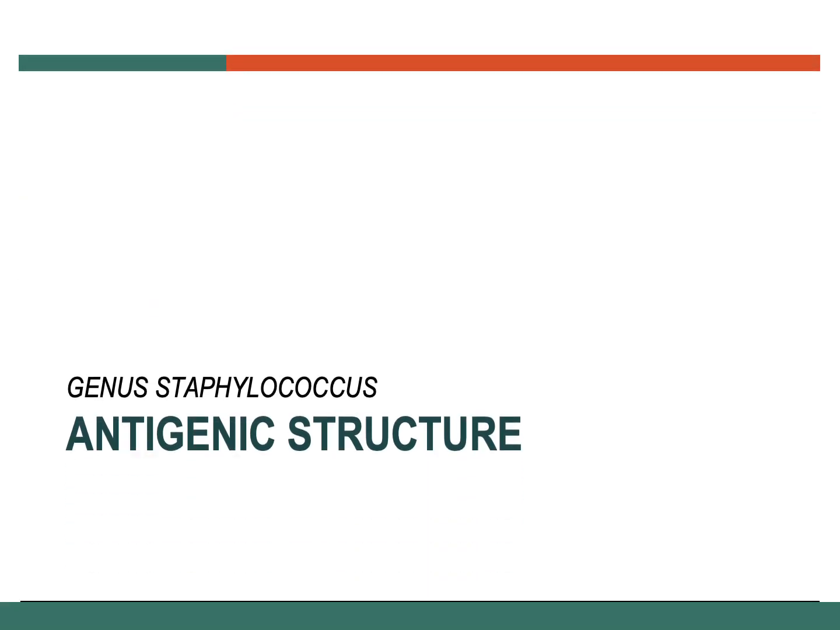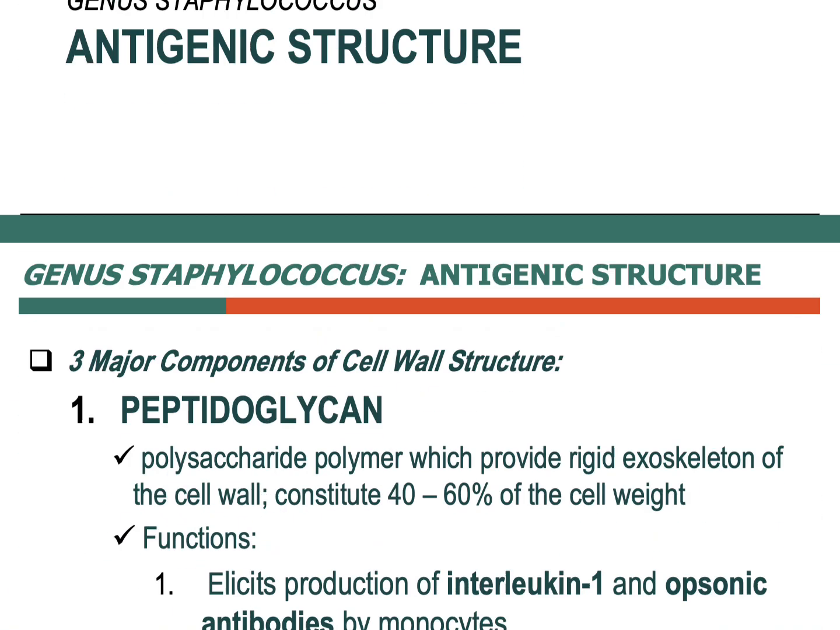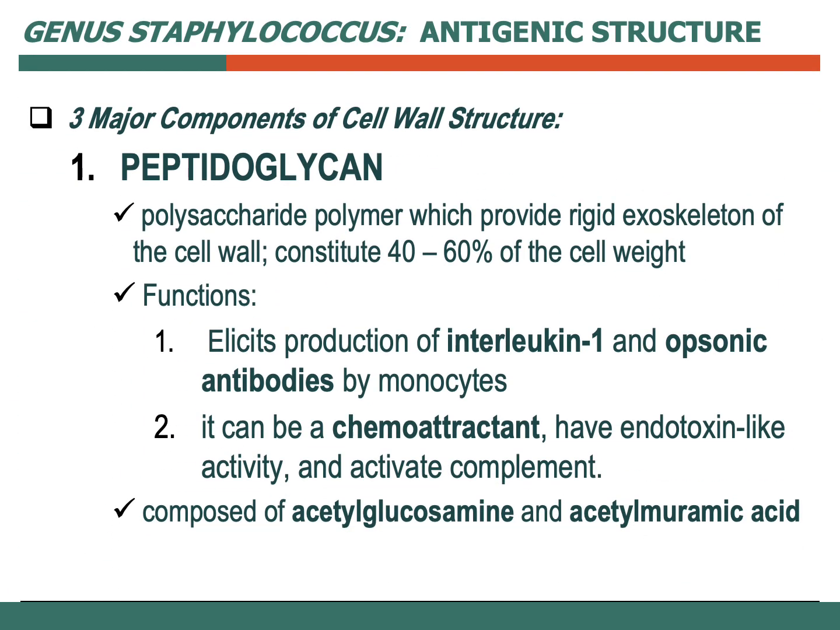Now let's go to the antigenic structures. Let's discuss virulence factors. Staphylococcus aureus, or Staphylococcus in general, has antigenic structures that aid them to cause infection. Let's discuss first the major components of their cell wall structure. You have their peptidoglycan layer. Peptidoglycan is a polysaccharide polymer which provides a rigid exoskeleton of the cell wall, which constitutes 40 to 60% of the cell weight.